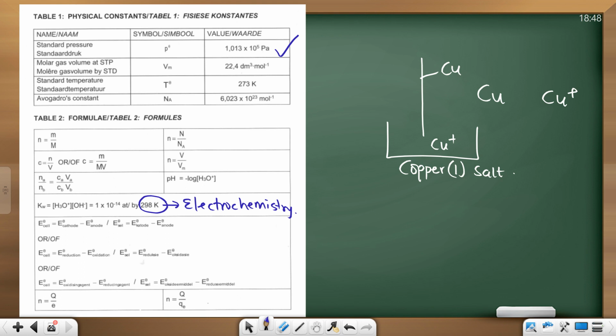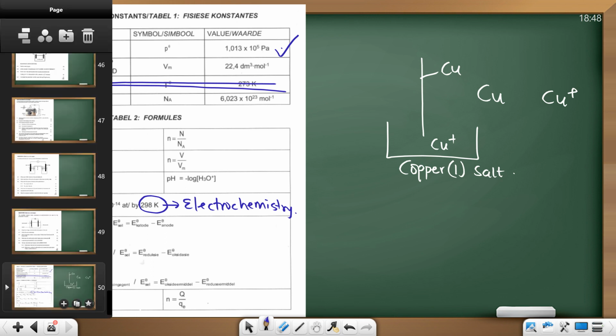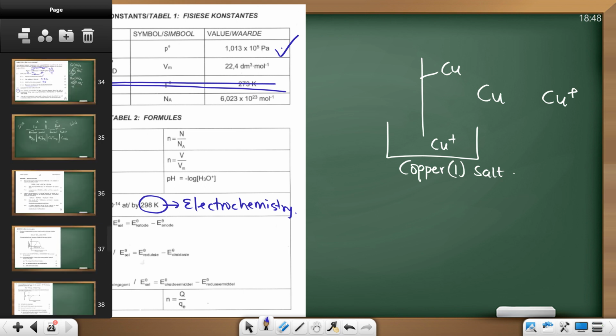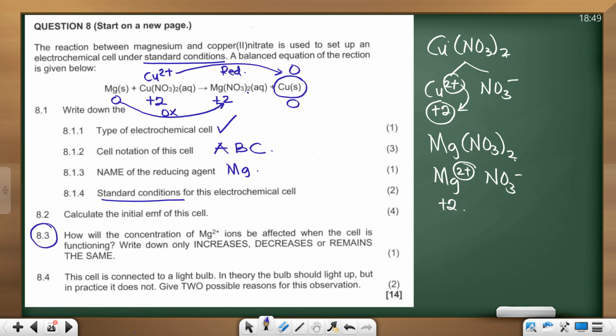There are three conditions. Standard pressure, and that is only for what? Gases. That's your standard pressure. Please, in fact, you won't use that throughout grade 12. That's your 298. Standard pressure, standard temperature, concentration, cubic decimeter. But when do you use pressure? Only when dealing with gases. All right, so those are routine questions.